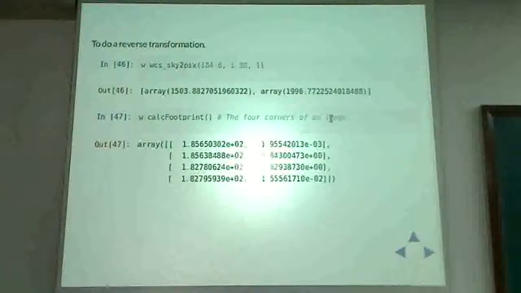You have another useful method called calc footprint that gives you the RA and DECs of the corners of the image. So if you wanted to conduct operations like, does this coordinate belong in this image, this array would be your starting point.